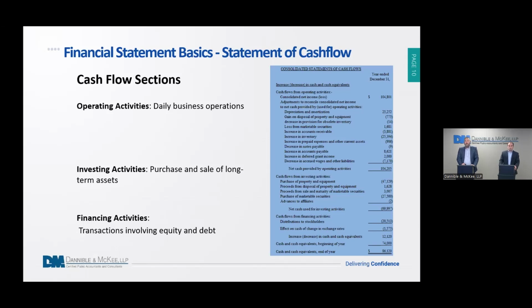Next is the investing activities. This is the purchase and sale of long-term assets. Are you reinvesting into your company, or are you taking money out of your company? And then the last piece is financing. And it's transactions that involve equity and debt. So if you've borrowed on your line of credit, you've repaid long-term debt, that would show up there. And that would then bring you to your cash on your balance sheet.